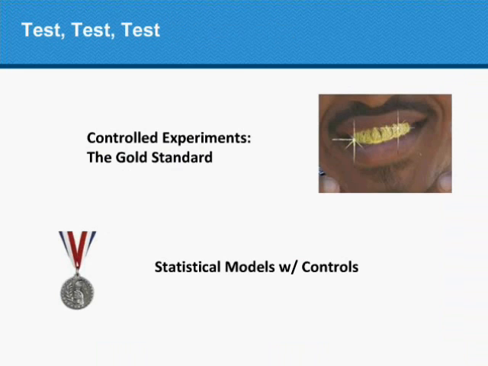That is the gold standard to figure out what's actually working and what's not. And second to that, you look at statistical models, right, trying to control for various factors, etc. And then finally, taking a look at the numbers, seeing if things look different before and after.